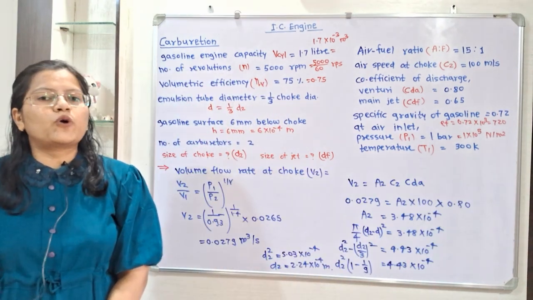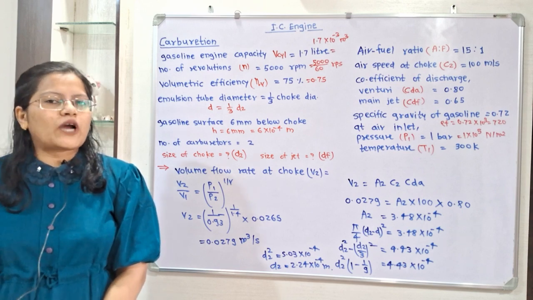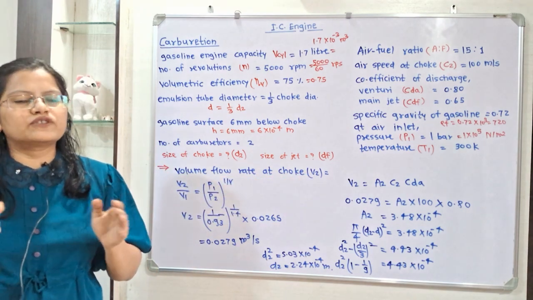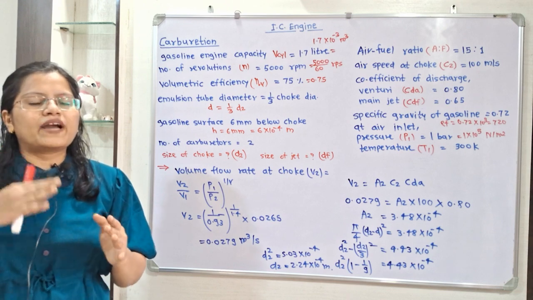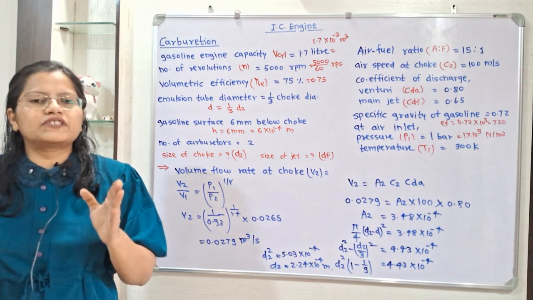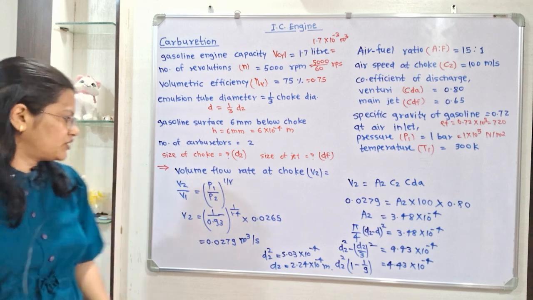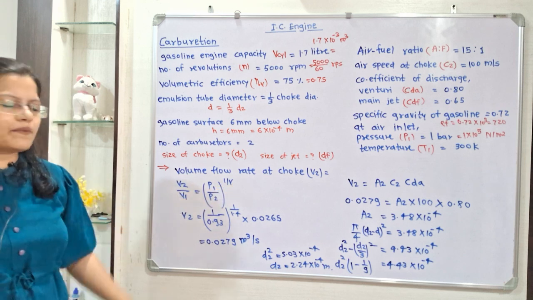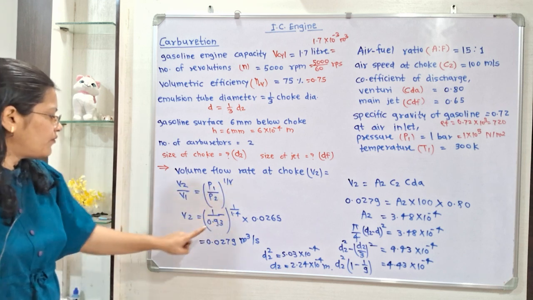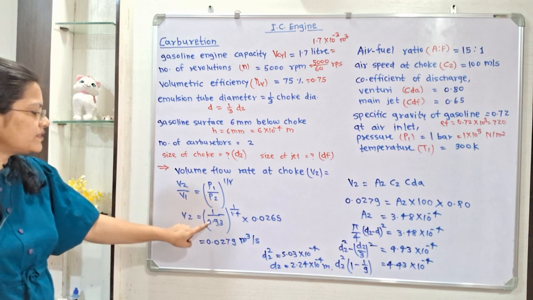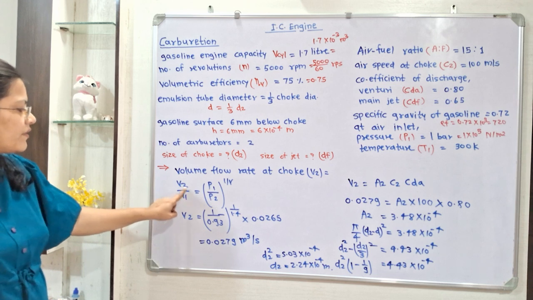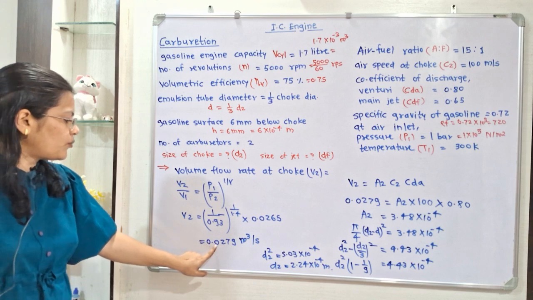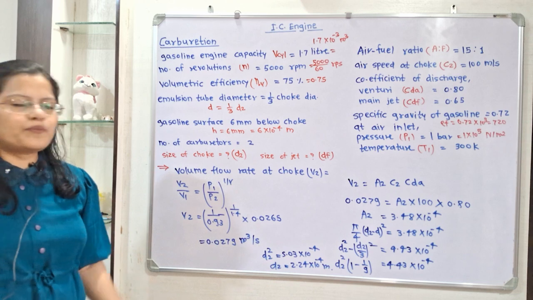Now we will calculate the volume flow rate at the choke. So at the choke we will use the suffix 2, that is V2. The value of V1 is known, as well as the pressures P2 and P1. So we will use the relation between volume and pressure. This relation is V2 by V1 is equal to (P1 by P2) raised to 1 by gamma. Gamma is 1.4, P1 is 1 bar, P2 is 0.93 bar. So V1 we will transfer to the right hand side. So we will get V2 is equal to 0.0279 meter cube per second.